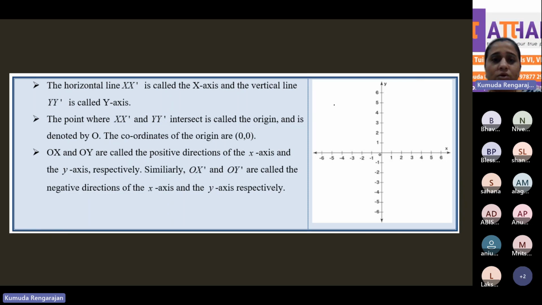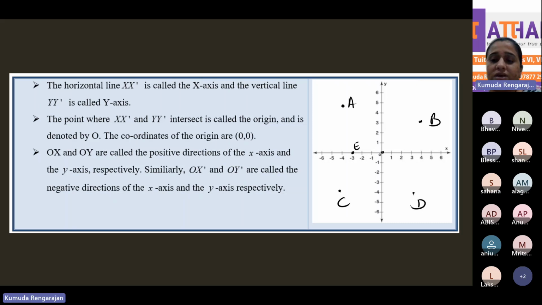Supposing you want to mark a point here, you cannot call it with a small letter a. Points are always represented using the uppercase of the English alphabet. So if you have some random points like this, you should not mark them x, y, z. Points are not represented using the lowercase. Always capital letters: point A, point B, point C, point D, point E. Capital letters only.